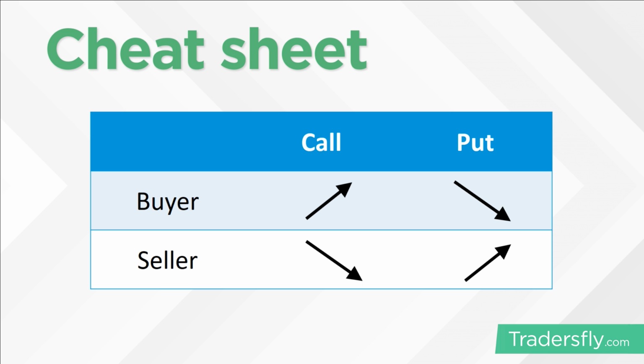Here's a quick cheat sheet for what happens when you're a buyer of a call: you want stock prices to go up. When you're a buyer of a put, you want stock prices to go down. If you're a seller of a call, you actually want prices to go down. If you're a seller of a put, you actually want stock prices to go up. That's a little cheat sheet if you're having a hard time remembering which direction you want the price of a stock to go when you are a buyer or seller of a call or a put.